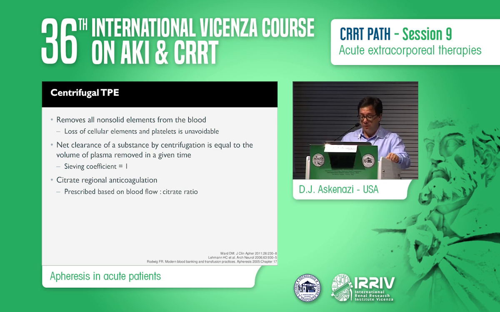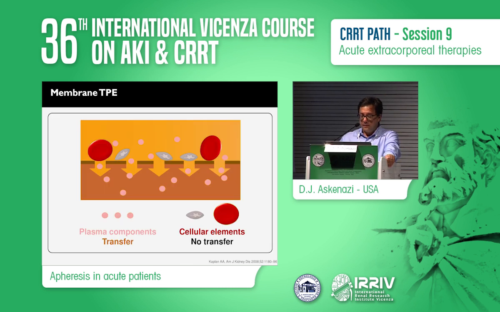Most protocols call for citrate-based anticoagulation, with changes on the machine that reflect the blood flow to citrate ratio, to avoid giving too much citrate and to prevent your circuit from clotting. The second concept is membrane TPE, and we've heard a lot about different cutoff membranes. Essentially, membrane TPE uses a really large hole, a massive hole that allows things like albumin and immunoglobulins to pass, but keeps back cellular elements like red blood cells from being transferred across the membrane.